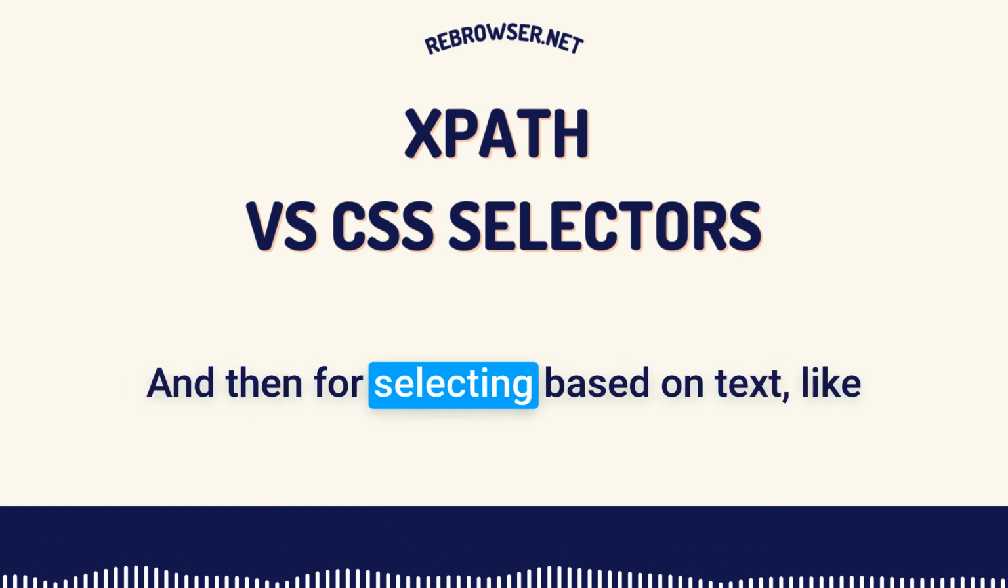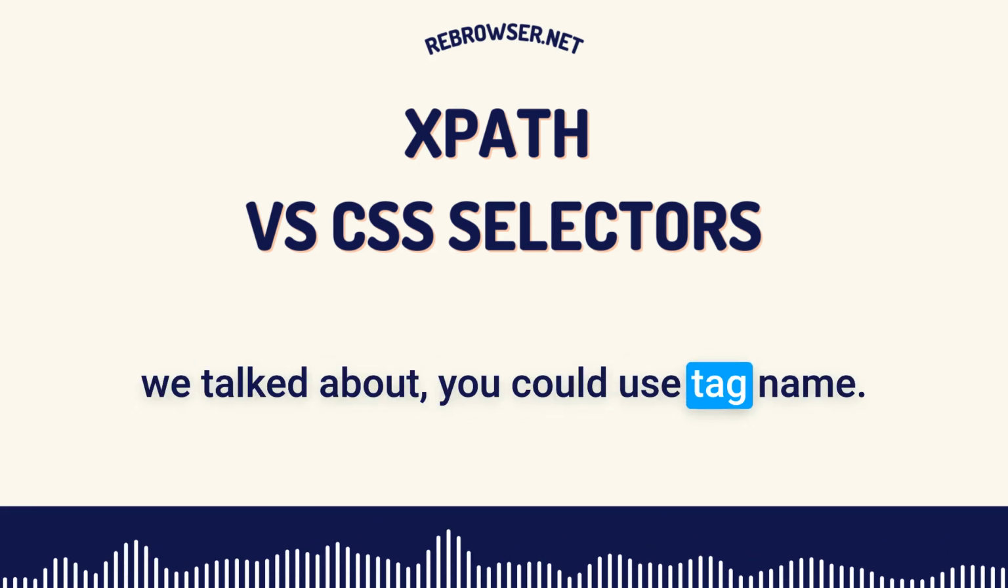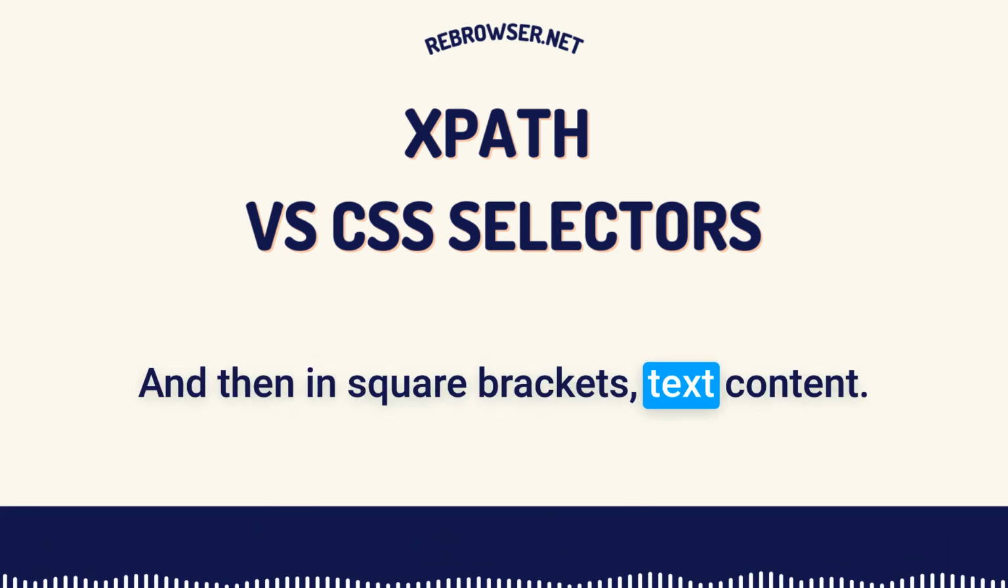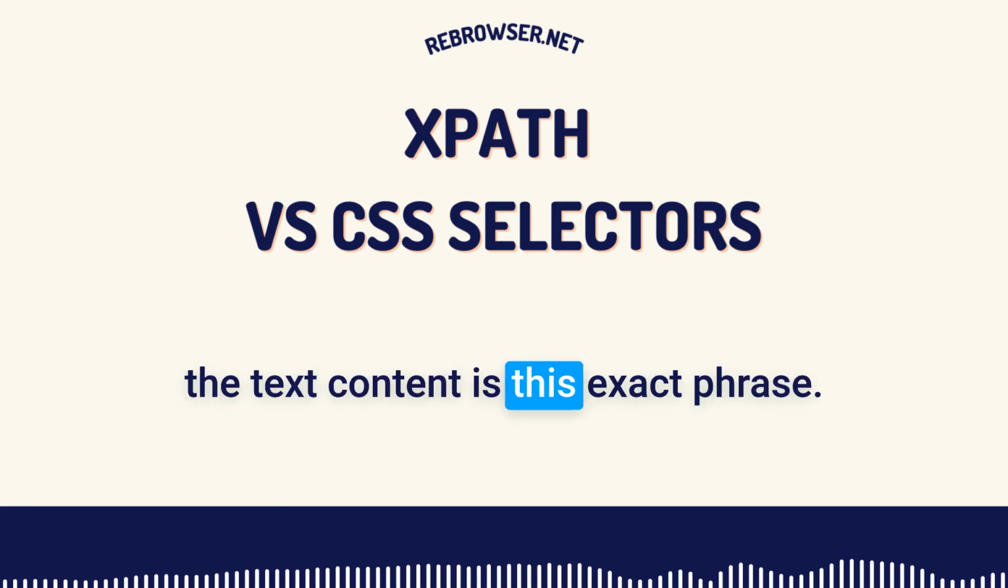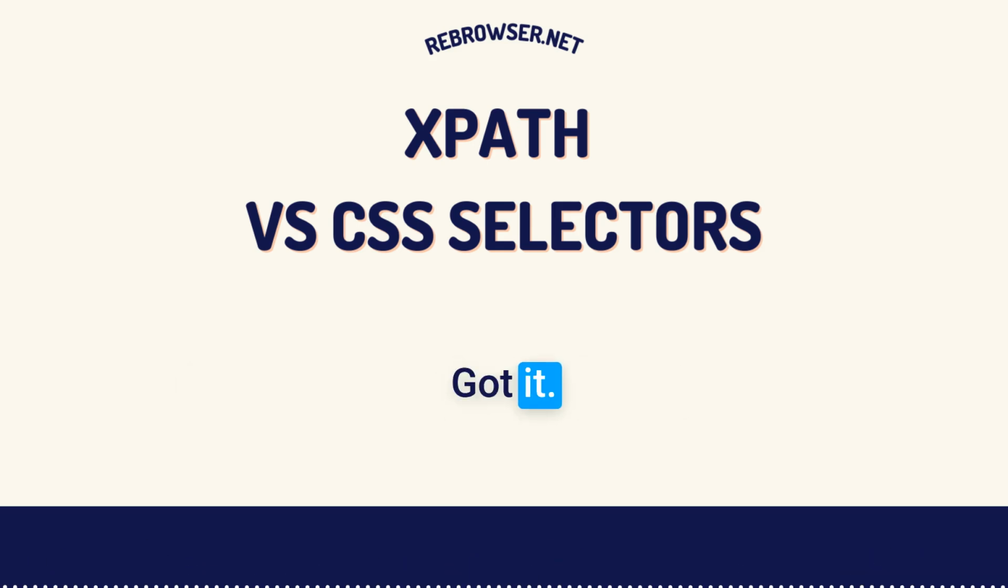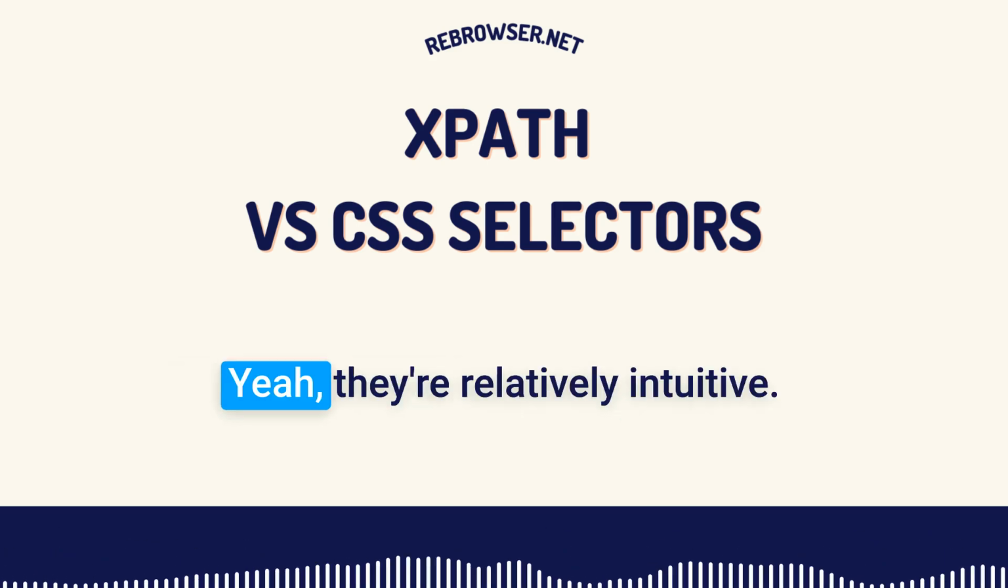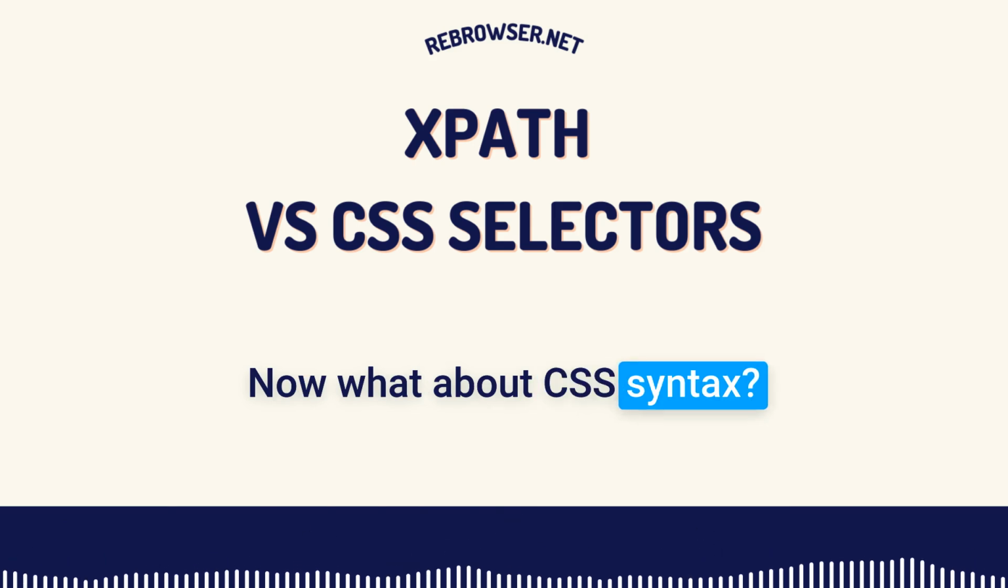Right. And then for selecting based on text, like we talked about, you could use tag name, and then in square brackets, text content. So you're saying, find a tag where the text content is this exact phrase. Got it. And those seem pretty straightforward. Yeah, they're relatively intuitive. Now, what about CSS syntax?